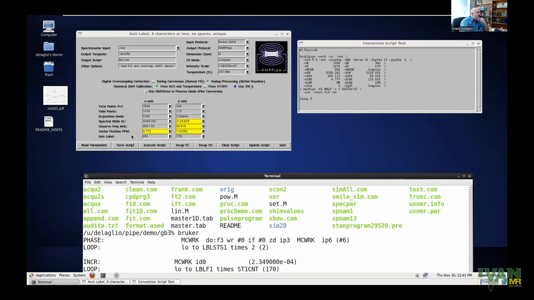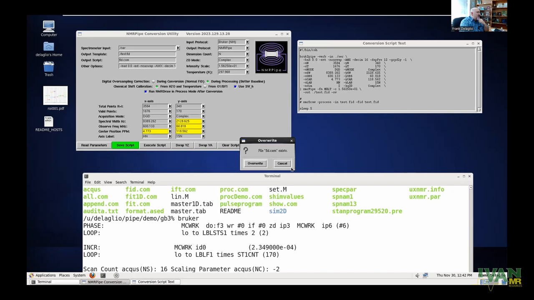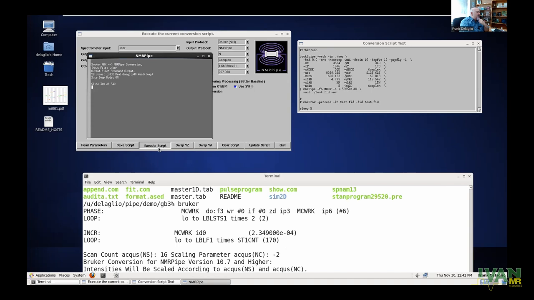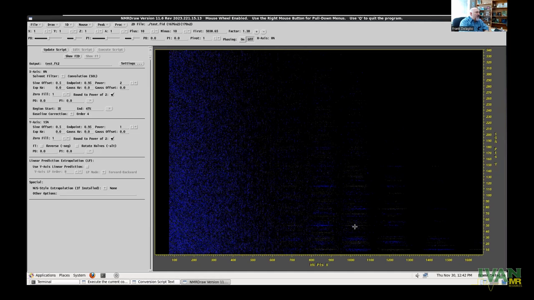And in the interactive interface, I'm going to turn on this checkbox here that says run NMRDraw in process mode after conversion. And now I'll save this conversion script and execute it, and it'll convert the data to NMRPipe format and then start the NMRDraw program in process mode. So what we have here is the time domain data. Here's the processing window with parameters for the directly detected dimension, which in this case is HN, and indirect dimension, which in this case is nitrogen.